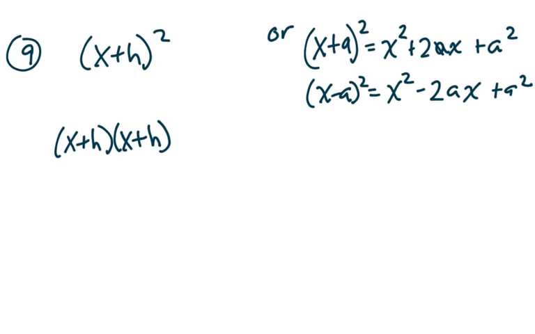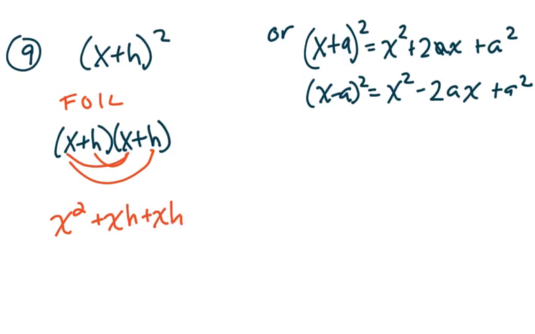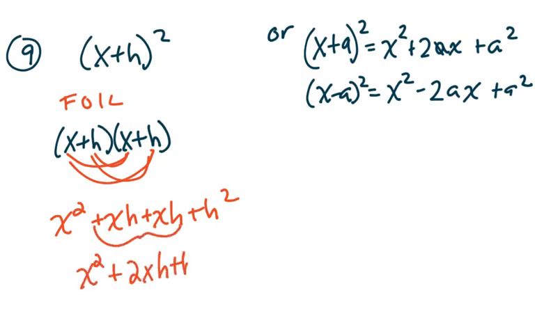I highly recommend just doing FOIL. So x times x is x squared, x times h is xh, h times x is still xh, right, because multiplication is commutative, and h times h is h squared. These two can be combined just like in question 8, so that's 2xh plus h squared, and that would be the answer you'd input.